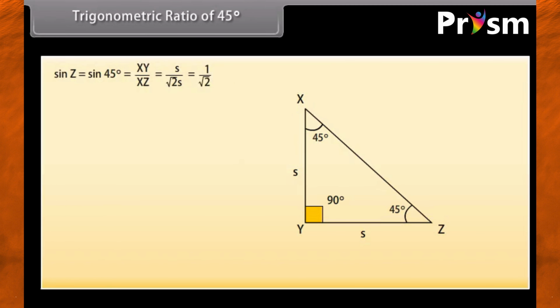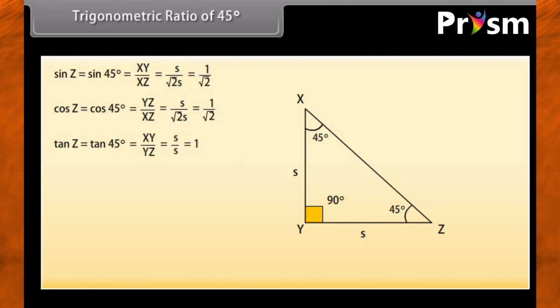Sin Z is equal to sin 45 degree, which equals XY upon XZ, which equals S upon square root 2S, which is equal to 1 upon square root 2. Cos Z is equal to cos 45 degree, which equals YZ upon XZ is equal to S upon square root 2S, which is equal to 1 upon square root 2. Tan Z is equal to tan 45 degree, which equals XY upon YZ, which equals S upon S, which is equal to 1.